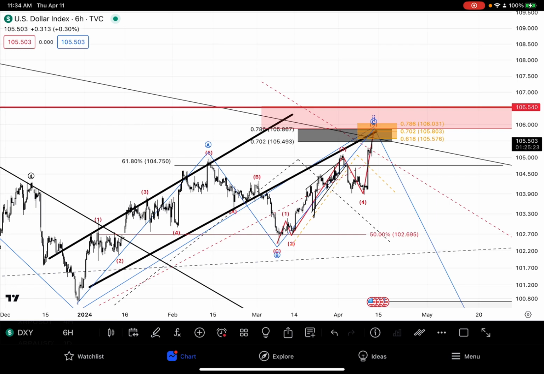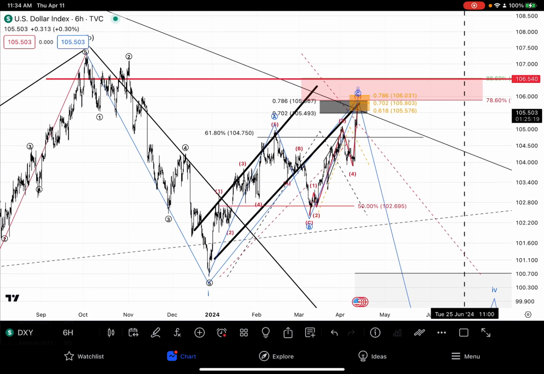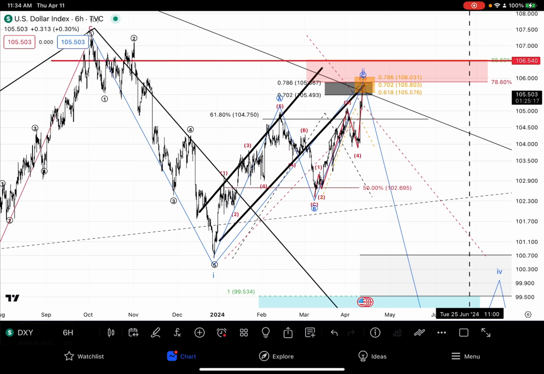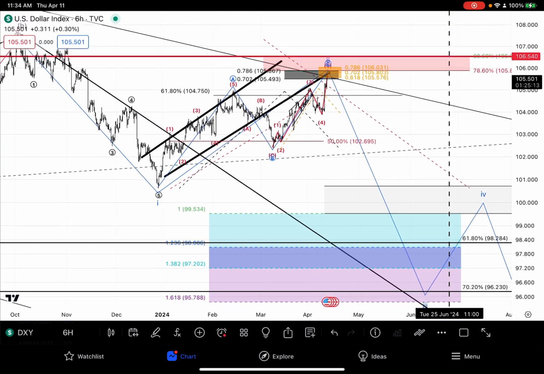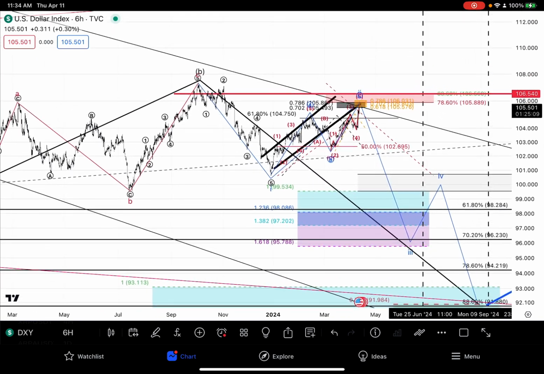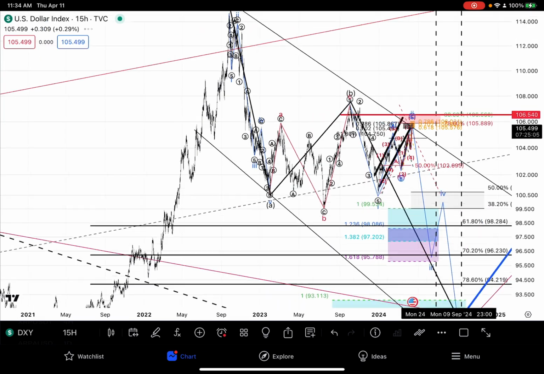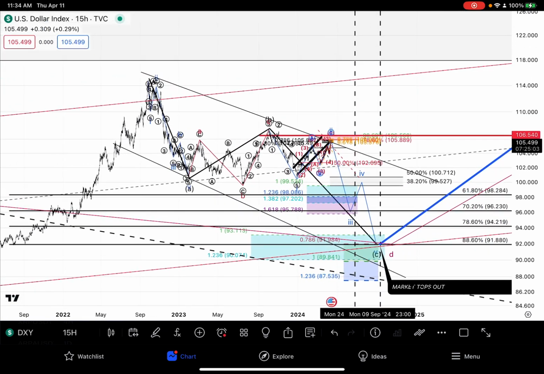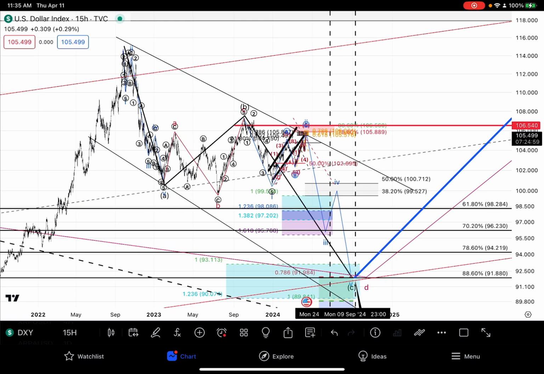Okay, I think it comes up to the 78.6% fib, and then finds a rejection there for a wave 5 of C. Then we come down for a wave 3, 4, and then our wave 5. And if we zoom out a little, like if we go on the 15-hour time frame, we can see that we still have a long ways to go in regards to risk assets finishing their blow off top.